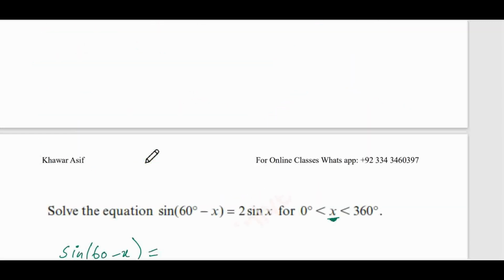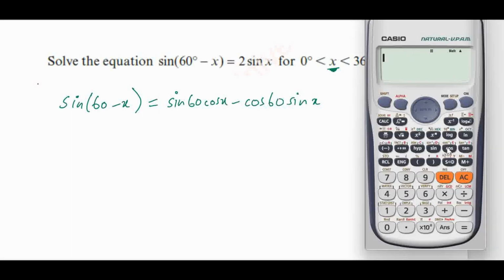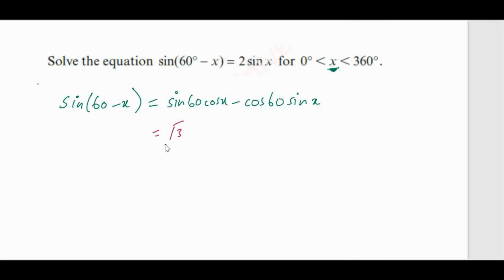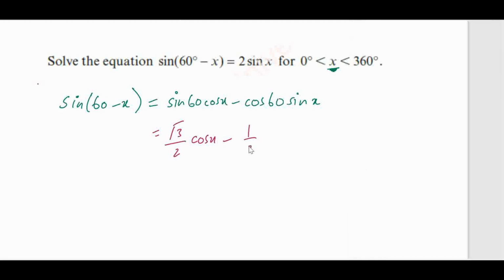So sine A cos B, let me write it over here. If we further simplify it, we know that sine 60 is equal to square root of 3 over 2. So square root of 3 cos of x minus cos 60, which is equal to 1 by 2, so 1 by 2 sine of x, and this whole thing is equal to 2 sine of x. So we can write it over here, 2 sine of x.